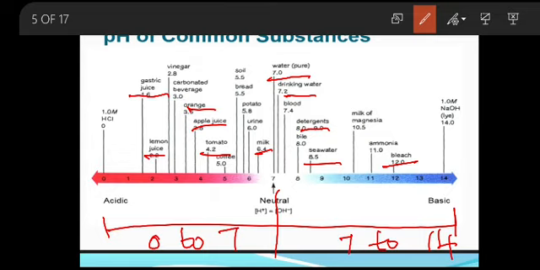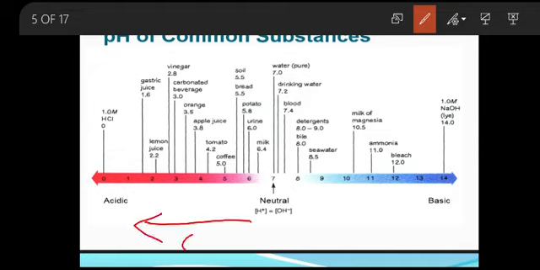Now, whenever I find out the pH value for any substance and I come to know that it is less than 7, that is 0 to 7, then the solution will be acidic. When I find that the pH value for the substance is greater than 7, that is from 7 upwards to 14, it is my basic solution.